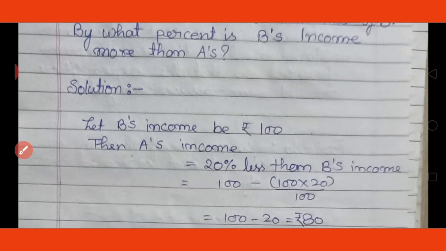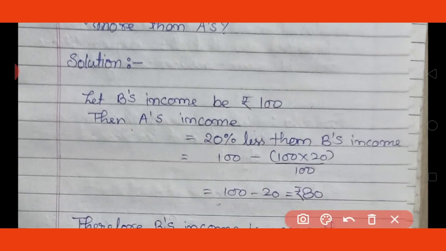So next, firstly we have to assume, as I have told you, B's income is the base, so we will assume an income. Let B's income be 100 rupees. Whenever you solve a question of percentage, we have to assume 100 because it will make our question easier. So A's income is 20% less than B's income.